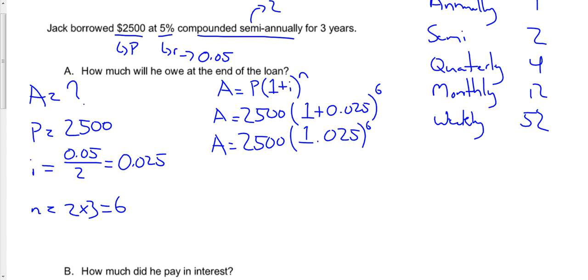So now I just go through and I calculate this. My A value, if I plug this into my calculator, I'm going to do 1.025 raised to the exponent 6, all times $2,500. That's going to give me a final answer of $2,899 and approximately 23 cents. So the value of what he owes at the end of the loan is actually $2,899.23. That's what he has to pay back to the bank.